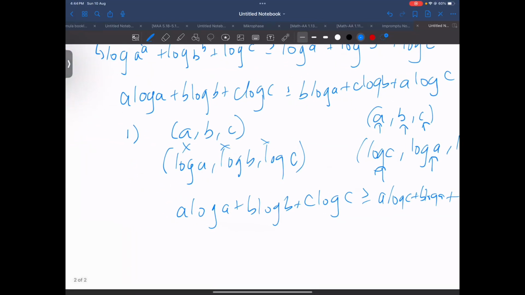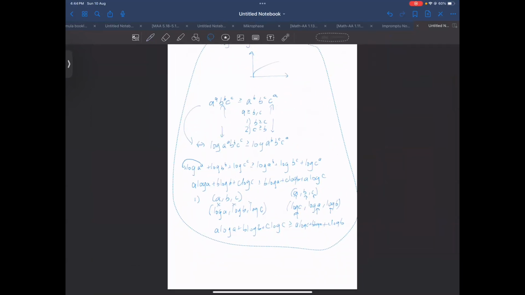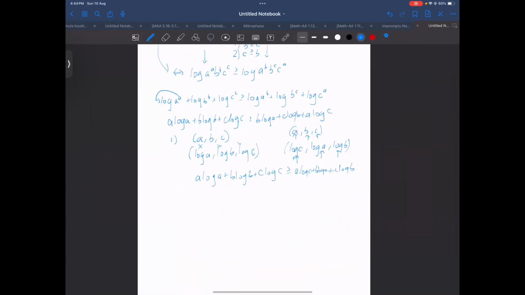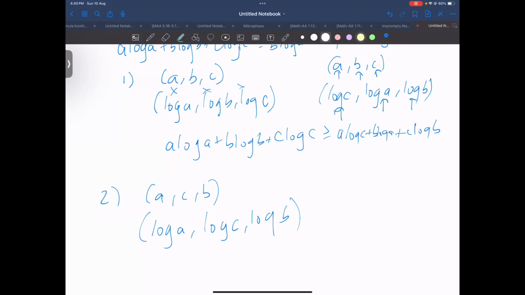Now for our second case, once again, it's quite similar, but we just have to check which order we're doing things in. So we have A, C, B this time. The order would be this way around. And then when you multiply these pairs, it will be maximal, and you will get what's on the left-hand side.